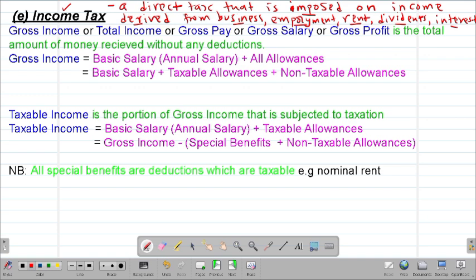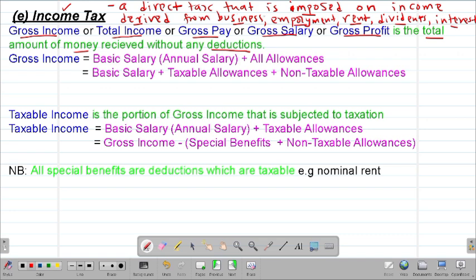Now, under income tax, there are a few terms that we need to familiarize ourselves with. The first one is what we call the gross income. Gross income is also called total income. It is also called the gross pay, also called the gross salary, also called the gross profit. Now, what is gross income? So gross income simply refers to the total amount of money received without any deductions.